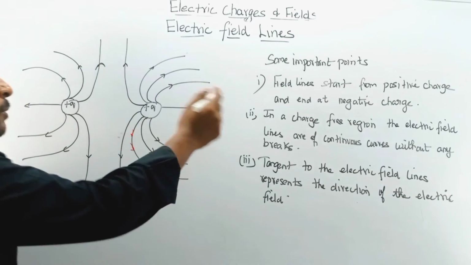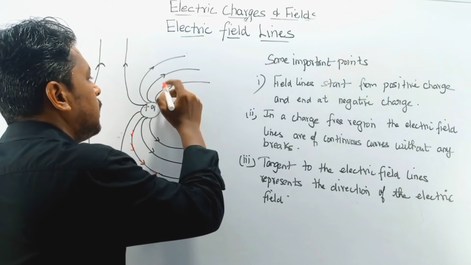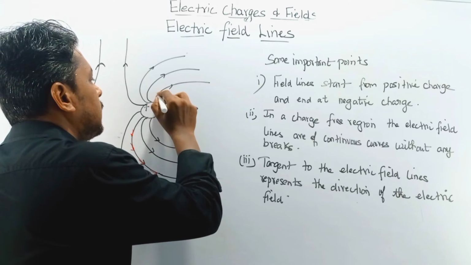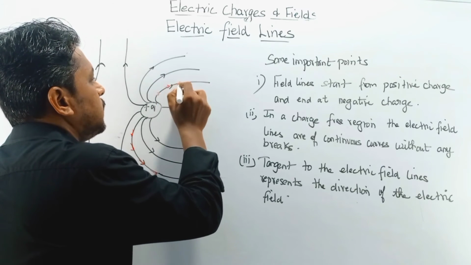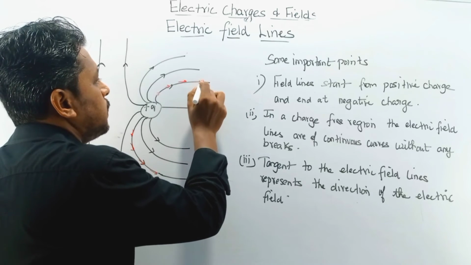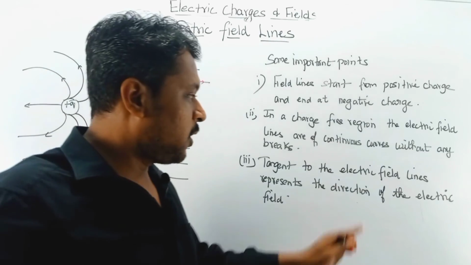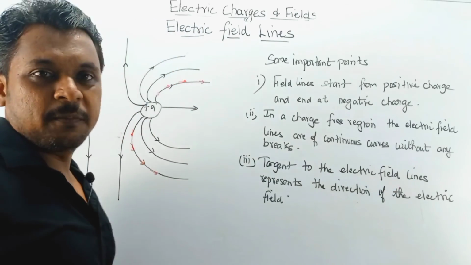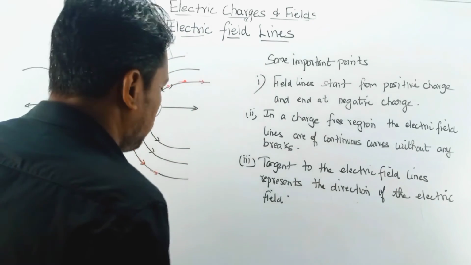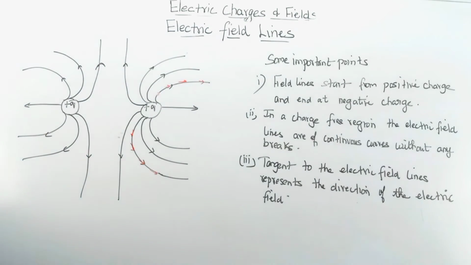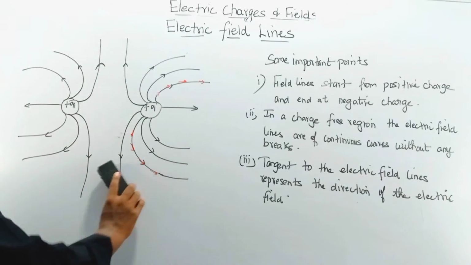Okay, so I'm doing the same here also for this particular point. See, at this point this will be the tangent, at this point this will be the tangent, at this point this will be the tangent. So see, this tangent represents the direction of the electric field lines. Okay, so this is about the third point. Now we'll move on to the fourth point.